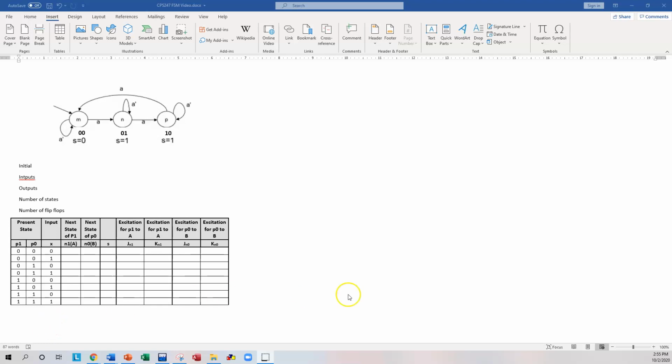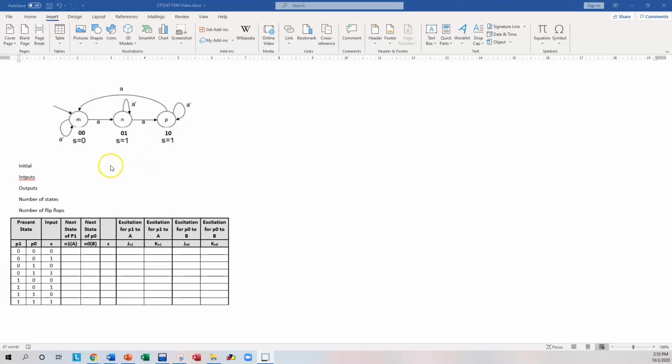In this video, I'm going to explain how to get from a finite state machine to a circuit. So I'm starting with my finite state machine, then I'm going to take it to the state table. Then I'm going to create the equations for implementing the flip-flops, and then finally draw the circuit. So the first step is to analyze your state diagram.